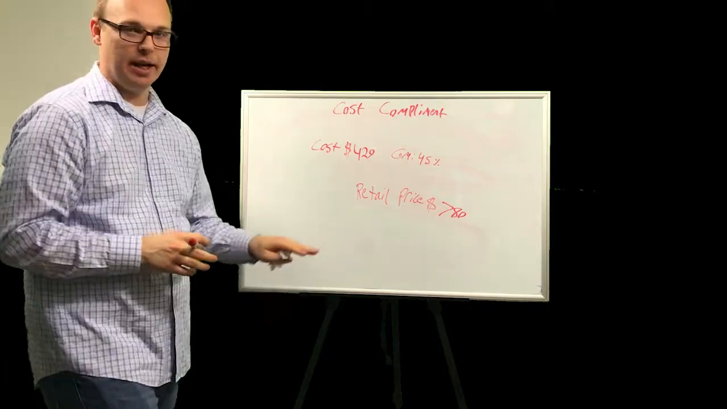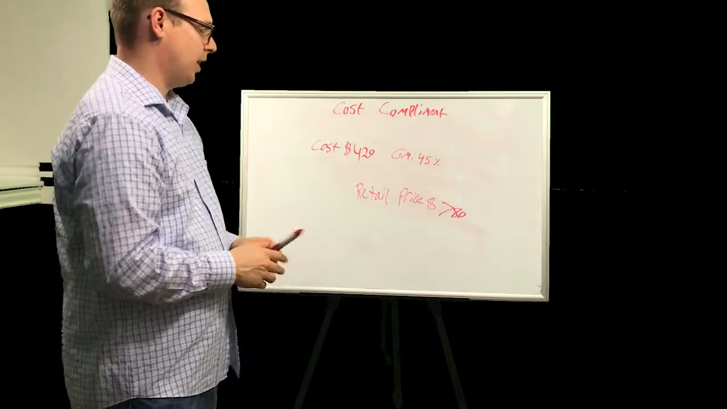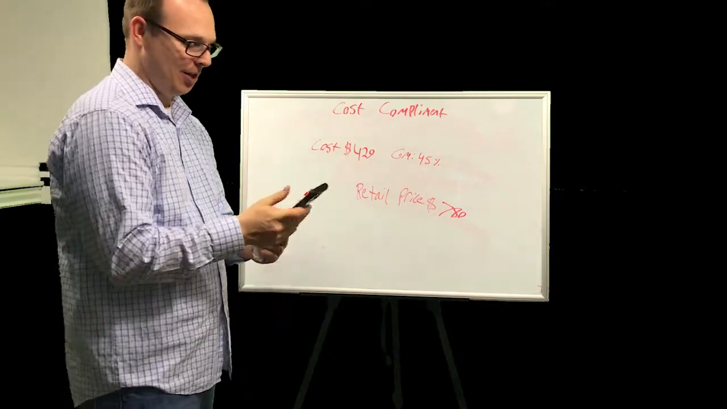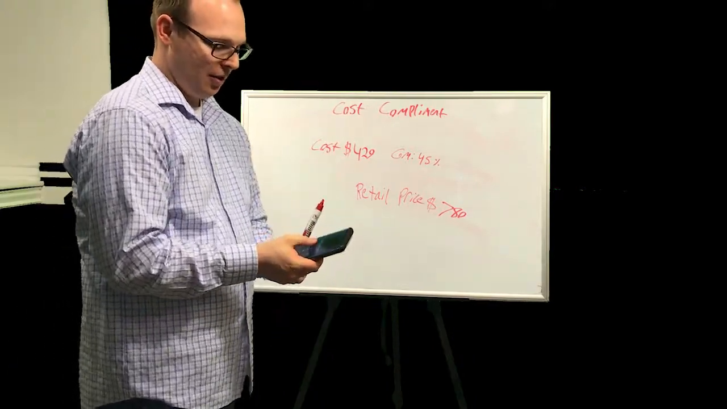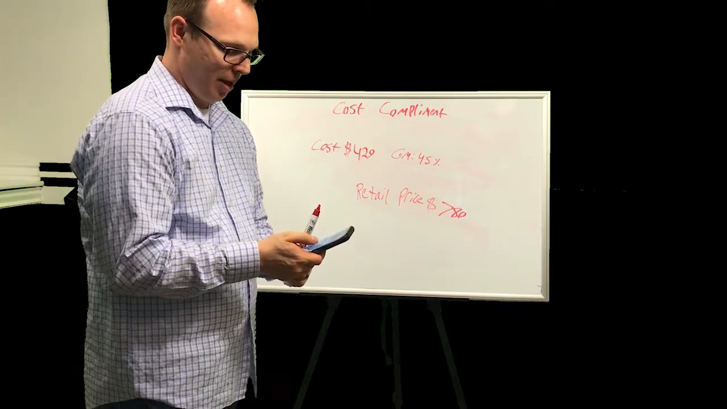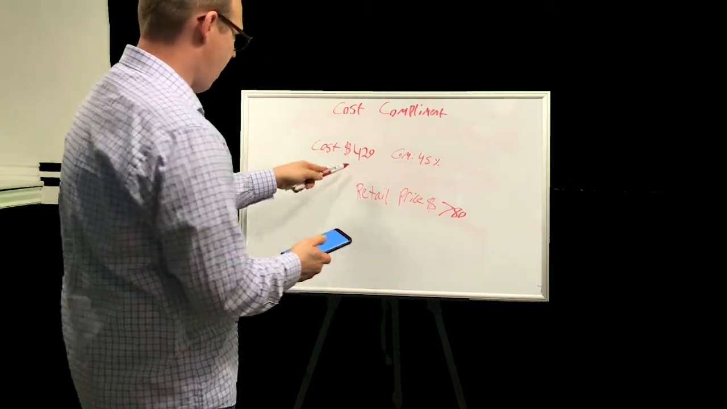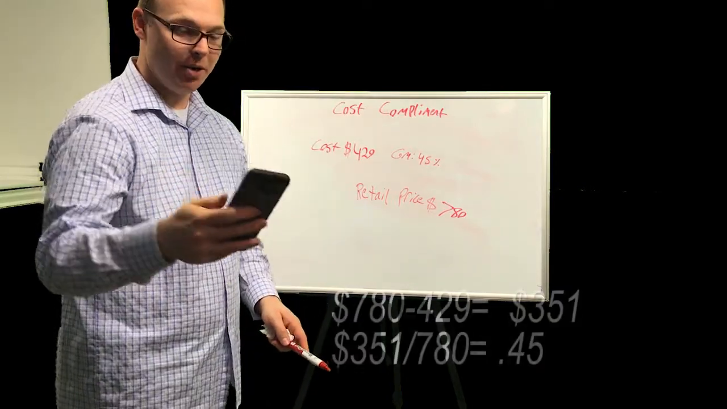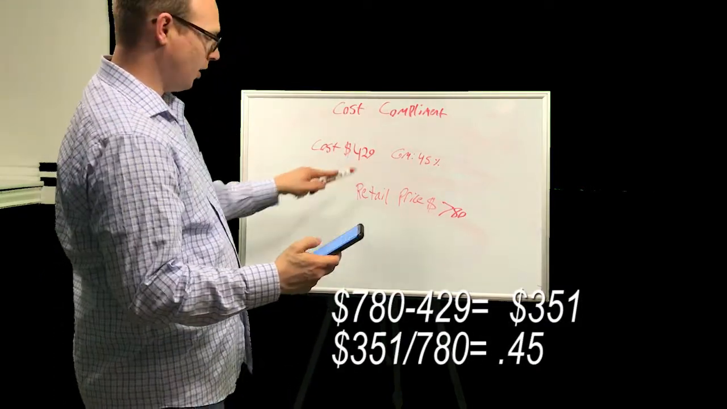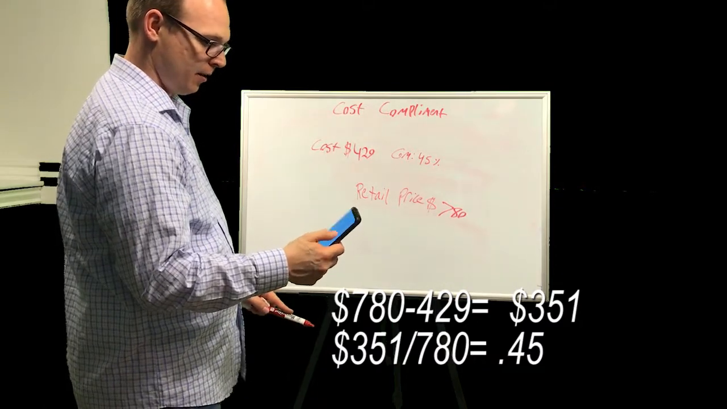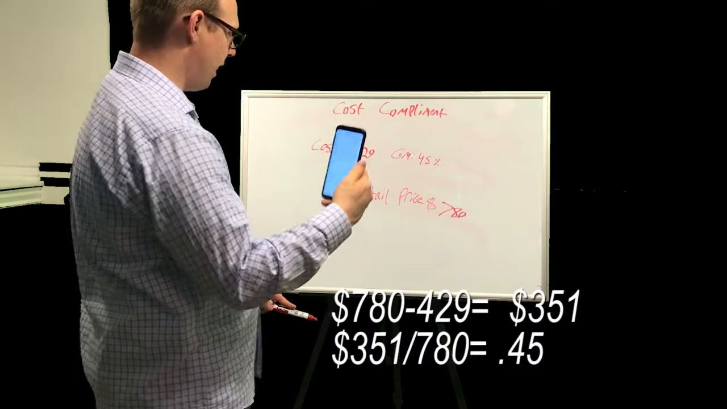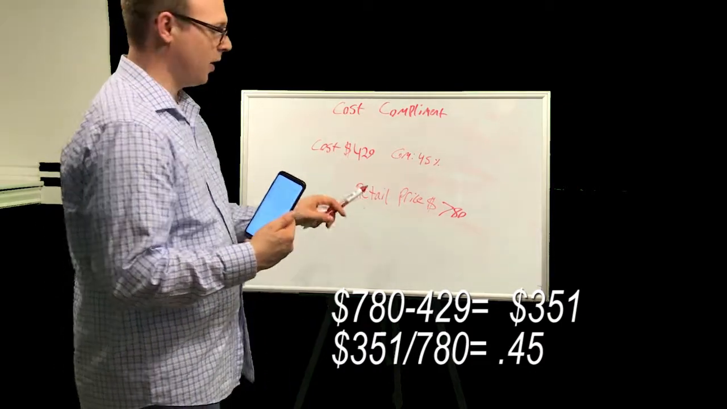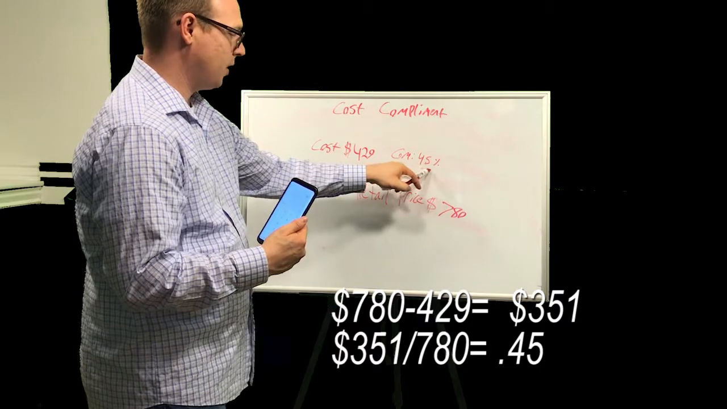$780, give or take a few cents, is 45% gross margin. Check your math. Come on, pull out your calculator. Let's use the gross margin formula that we just learned. Let's take our retail price, minus cost of goods sold, $429. That's $351. That's the gross margin dollars, but we need to find the gross margin percent, right?